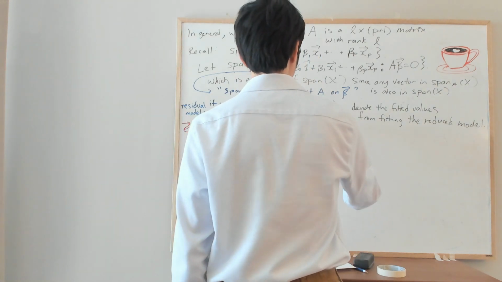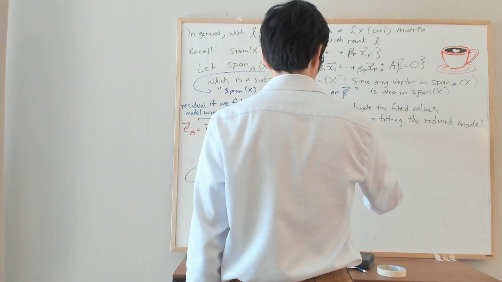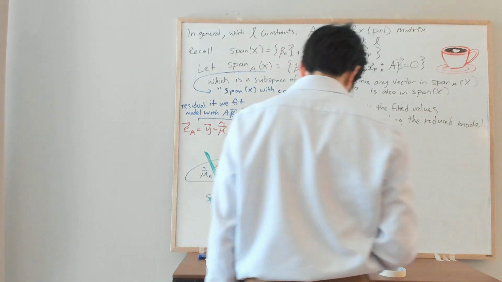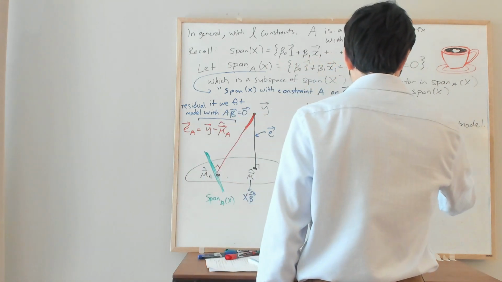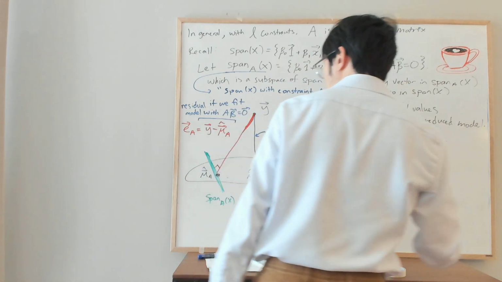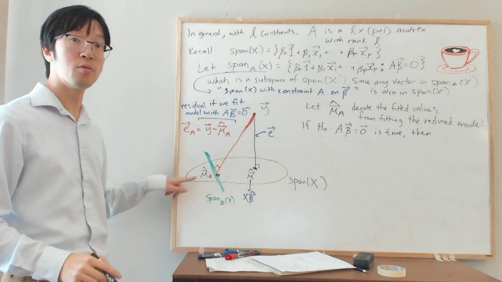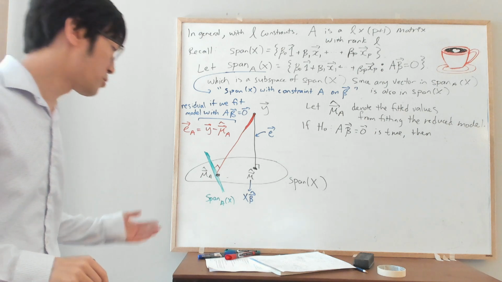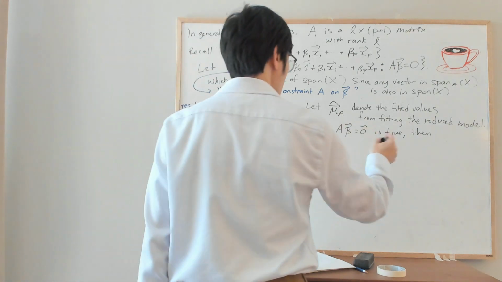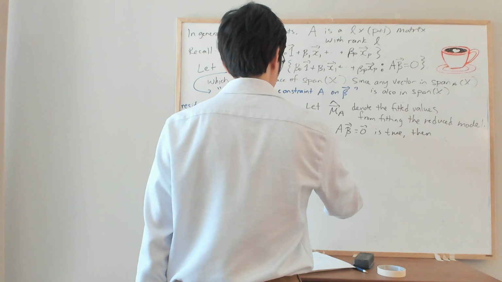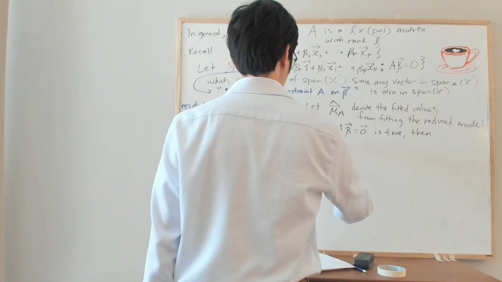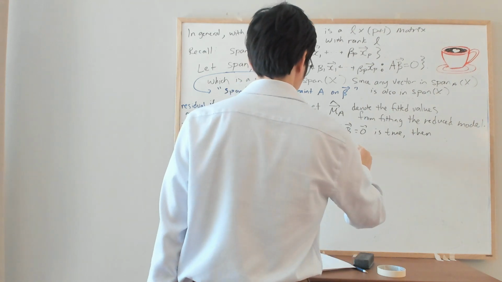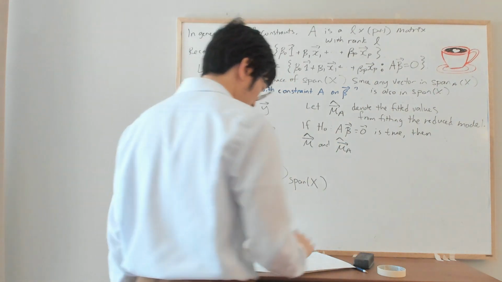So if the null hypothesis is true, so if A times beta is the zero vector, then what can we say about these two fitted value vectors? Well, they're going to be close. Okay, so let's see why that is. So the fitted values from the full model and the fitted values from the reduced one, mu hat A, should be close.